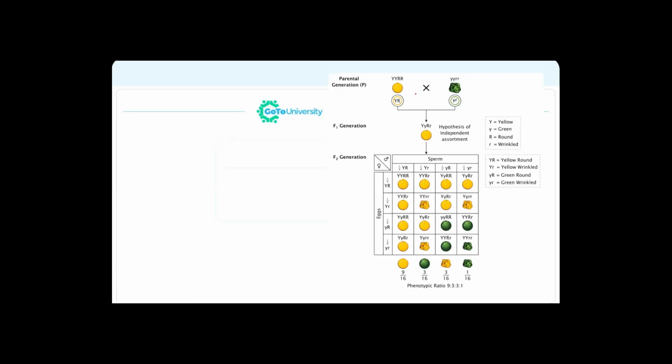Two characters were studied. The first one was a round yellow seed and the other a wrinkled green seed. These are two different traits and the genotypes are represented here. That is capital Y and capital R for round yellow, and for wrinkled green it is small y and small r. Now they form the gametes, and here you can see the gametes have both the alleles, which represents the independent assortment.